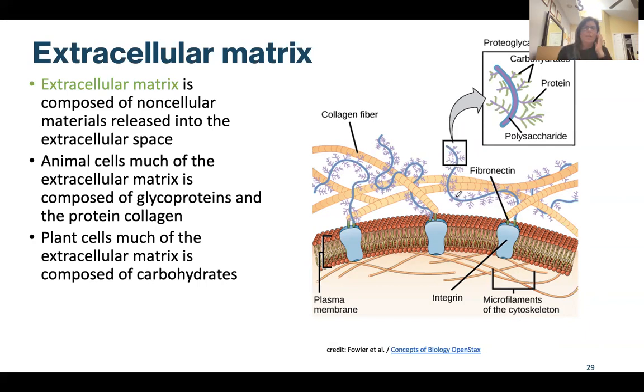All right. So animal cells are mostly made up of glycoproteins. Glycoproteins are proteins with sugars on them, and collagen. Collagen's another protein. Now, the plant extracellular matrix is mostly just sugar. Okay, your cellulose, lignin. We'll talk about primary and secondary cell walls, but you can see here all this stuff that helps it stick together.